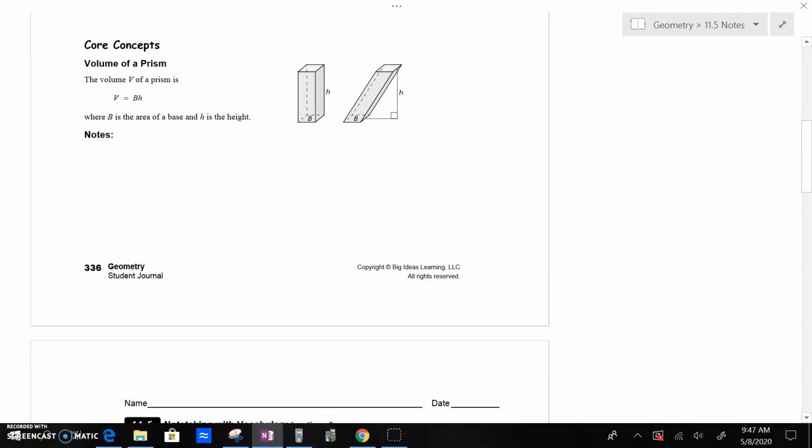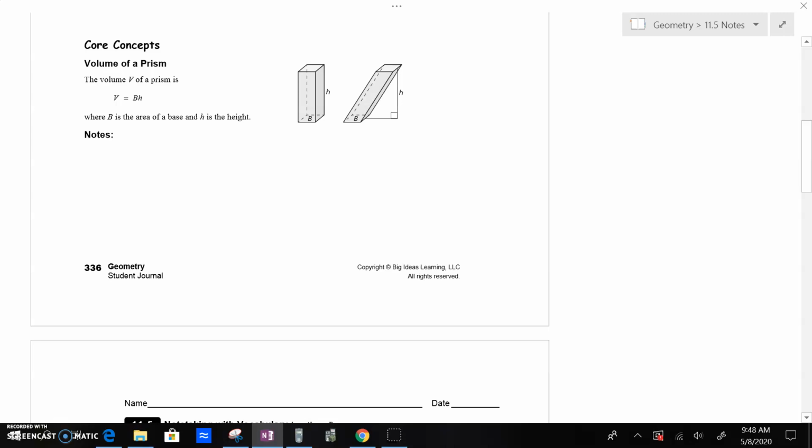And what's kind of different about this one is they give you two pictures. One that's a right prism, or a 90-degree prism that's standing straight up, and the other that's slanted. And the reason they do that is to highlight one of the big ideas: whether your prism is standing perfectly straight upright at 90 degrees or it's slanted, it's going to have the same volume provided that the height up from the ground is the same.